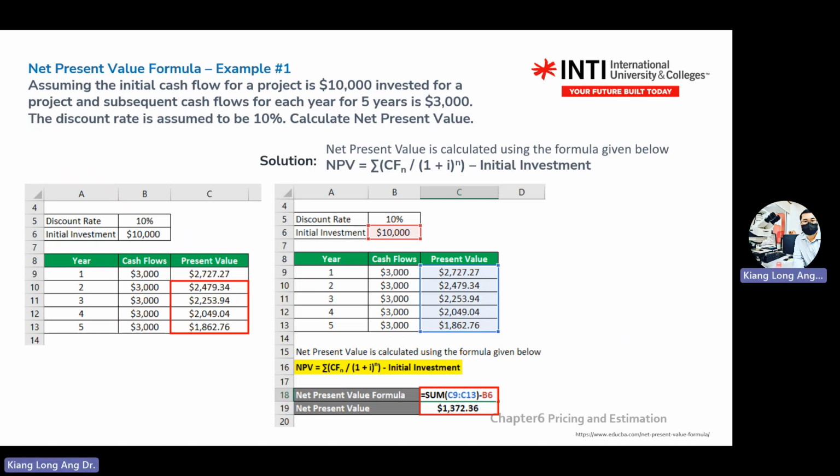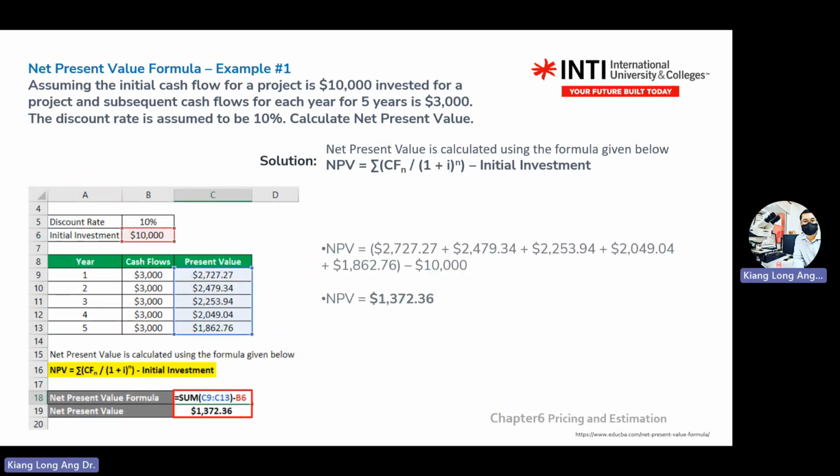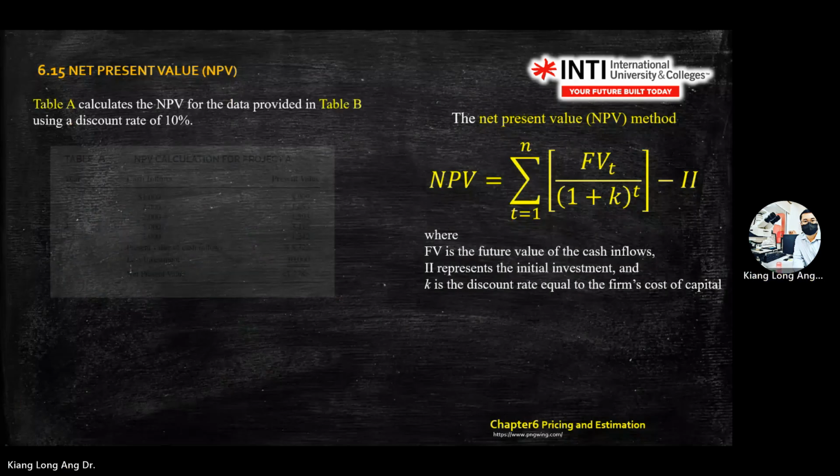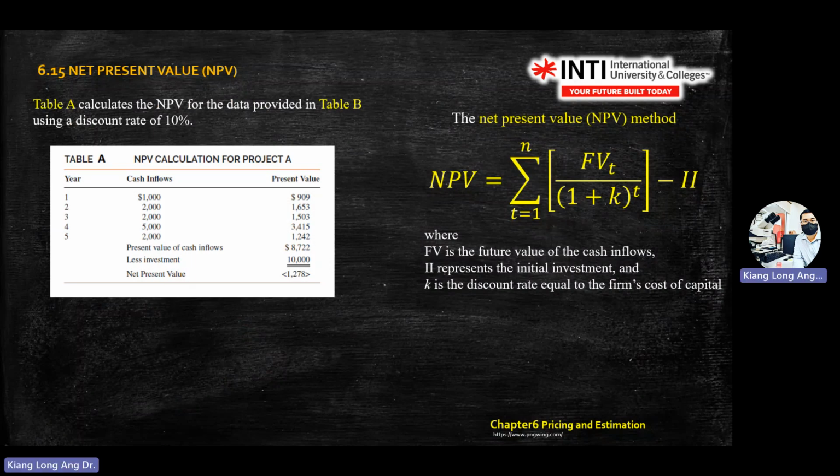So basically there's no very complex formula. You follow the SOP here, then you get the answer. The careless mistake is in the formula, maybe you memorize wrong and then press the wrong button. So this is how you do it lah. Nothing complex here. Once you understand the principle, then you're able to do it. Okay, so this is another example. Table A, calculate NPV for the data provided in table B.